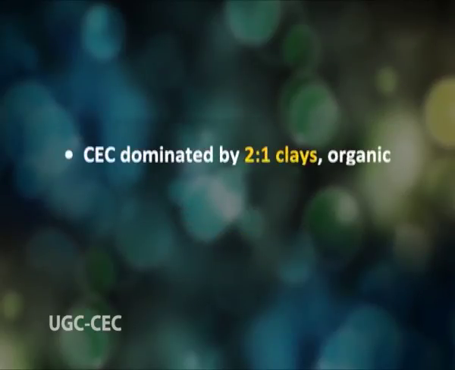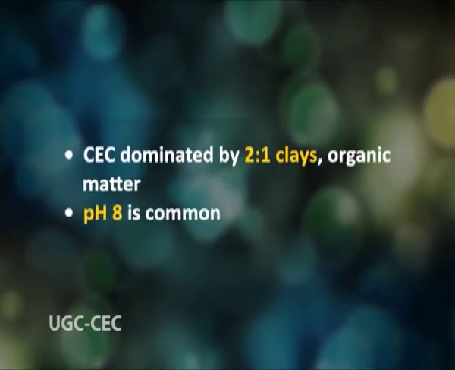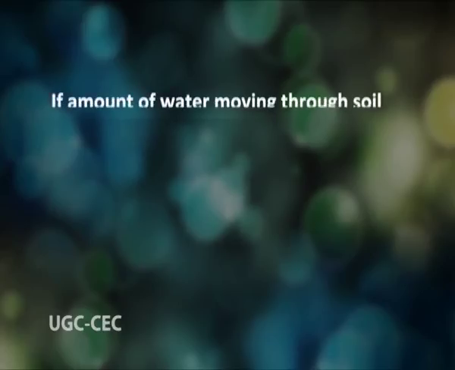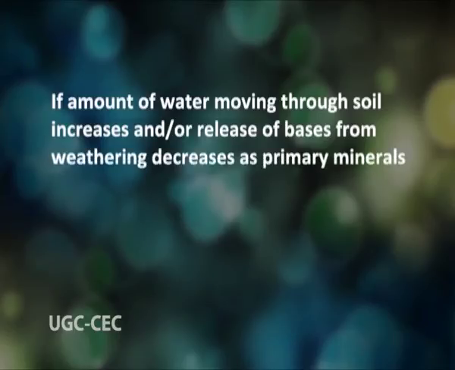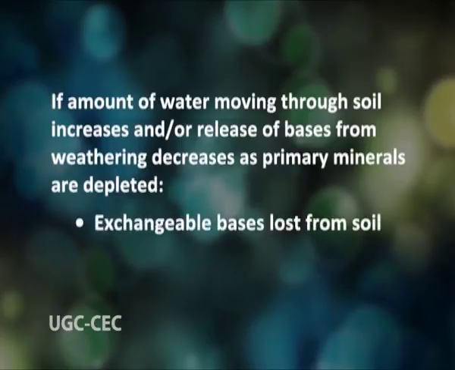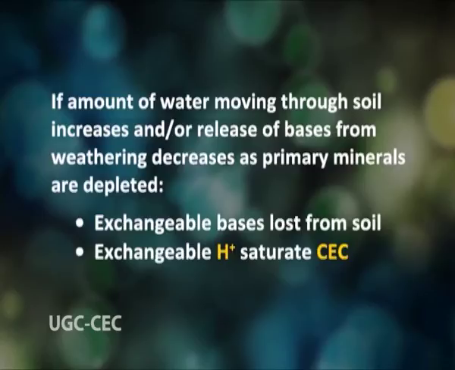The cation exchange capacity of these soils is commonly dominated by 2:1 clay and organic matter, and pH of about 8 is common. If the release of bases from the mineral weathering equals the loss of bases from the soil by leaching, cropping and so on, the soil may remain 100% base saturated and the pH remains above 7. If, however, the amount of water moving through the soil increases and or the release of bases from weathering decreases as primary minerals are depleted, exchangeable bases will be lost from the soil. Exchangeable hydrogen ions will begin to saturate the cation exchange capacity.